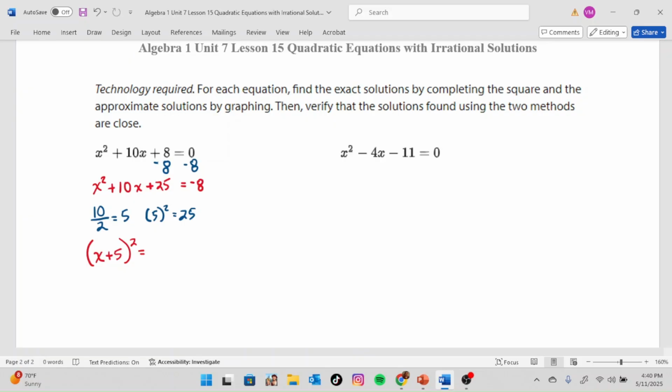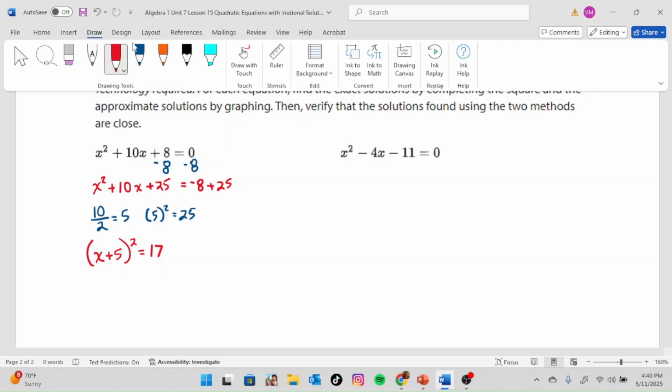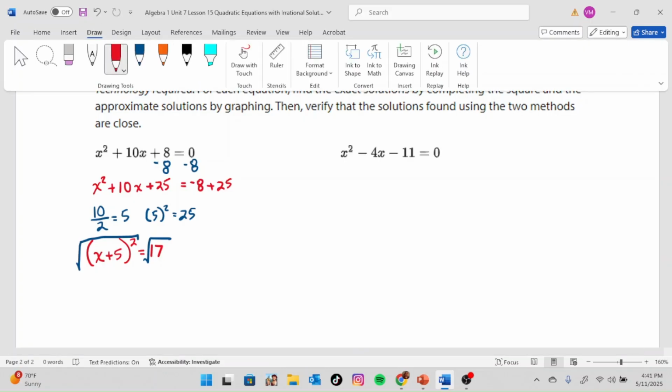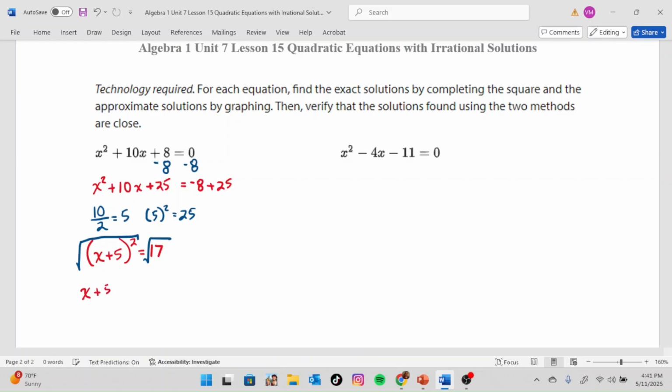If we add 25 to the left side, we must also add 25 to the right side to keep it equal. So now, -8 plus 25 is going to give us 17 on the right side. Now that we have our perfect square, we're going to take the square root of both sides. On the left, the square root and the exponent of 2 cancel each other out. So we're left with x plus 5 on the left side, and we're left with plus or minus the square root of 17 on the right side, because 17 is an irrational number.